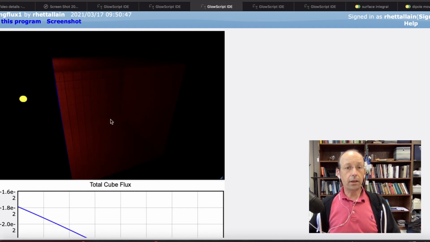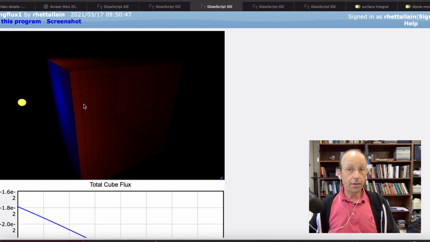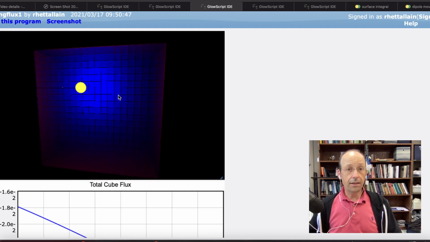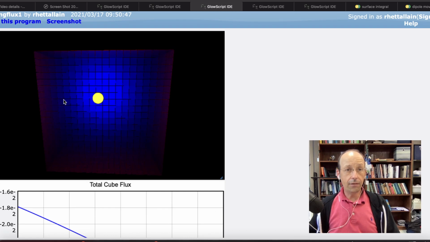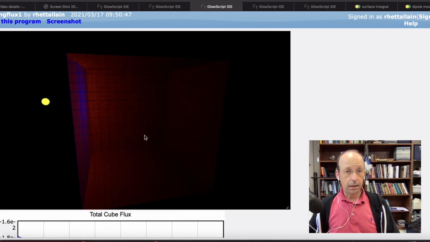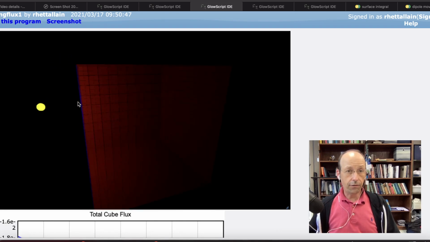So at this point, the charge is outside of the box. Now, this is Gauss's law. You'll notice that this surface has a negative electric flux because it's blue. And also because, if you think about it, the electric field is pointing into the surface, while the area is pointing out from the volume. So that's a negative flux.